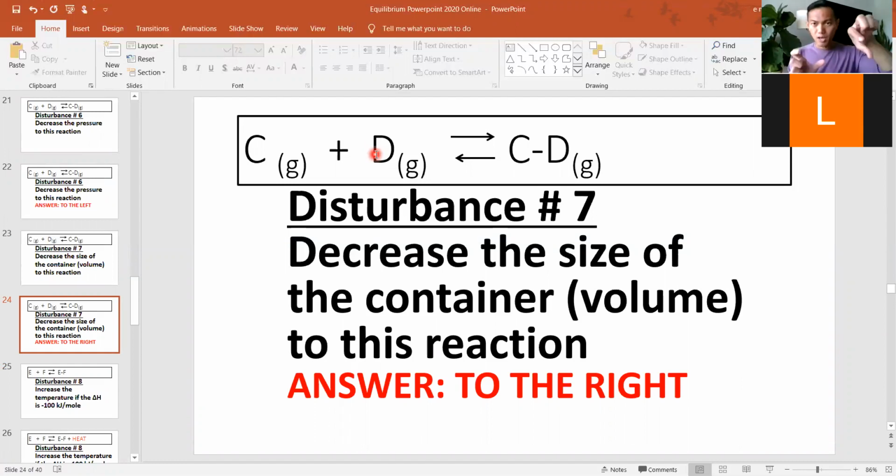So let me repeat these last two because they are related. If you are decreasing pressure, it's going to go towards the side where there's more gases. If you are increasing pressure, it's going to go towards the side where there are less gases. That's kind of like a key takeaway, at least based on this part of Le Chatelier's principle.